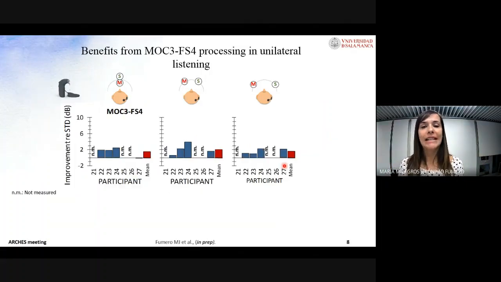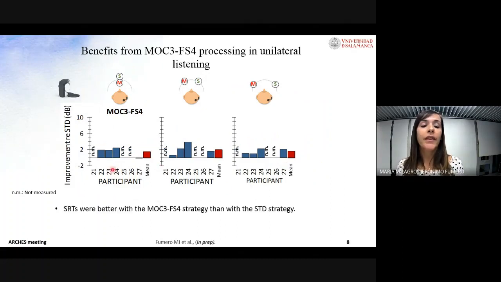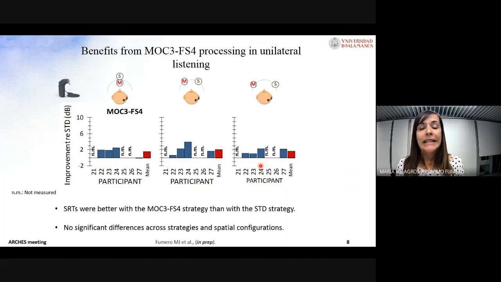And here we can see the same as previously, but in unilateral listening. And here the SRTs were always better with the Mode 3 FS4 strategy. And this also occurred for all individual participants. However, these benefits were not statistically significant.